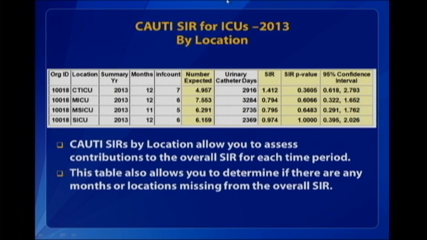This table also allows you to see if there are any months or locations missing from the overall SIR. So what I want to point out here is that our med-surg ICU, this third row, notice that there's an 11 in the months column. So this is supposed to be SIRs for my entire calendar year. So I should have 12 months of data. If all of these units were open and I was performing surveillance for CAUTI in every one of these locations, I would expect that I would have 12 months of data here, but I only have 11. So that's a clue to me that I am missing a month of data. I've got to figure out what's going on.